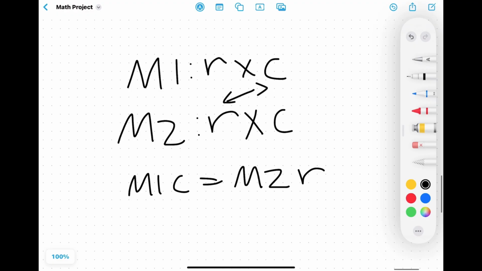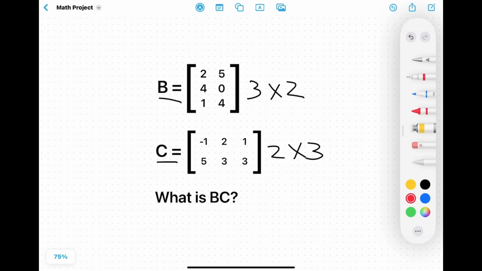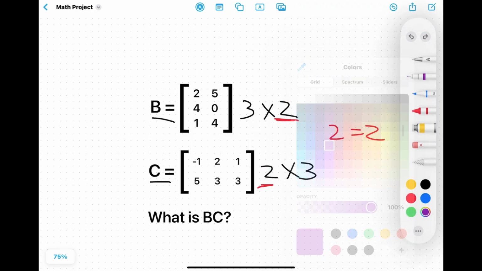In our question, we are multiplying two matrices, so we need to check if matrix 1's column equals matrix 2's row. Let's go back to our question. We can see the column of matrix B is 2, and the row of matrix C is also 2, and since 2 equals 2, we can multiply these two matrices.